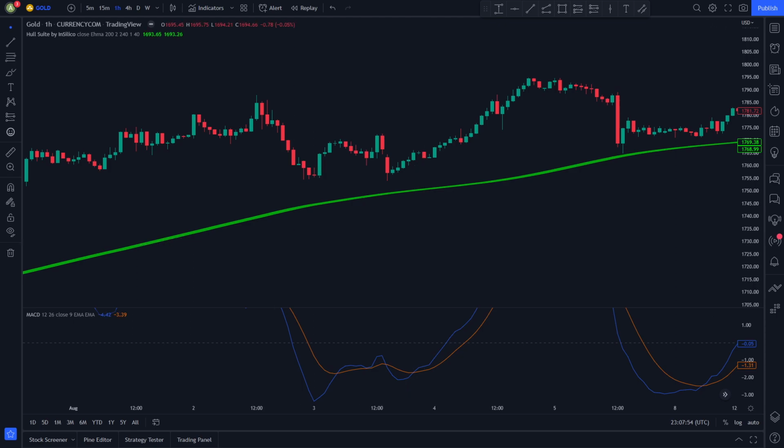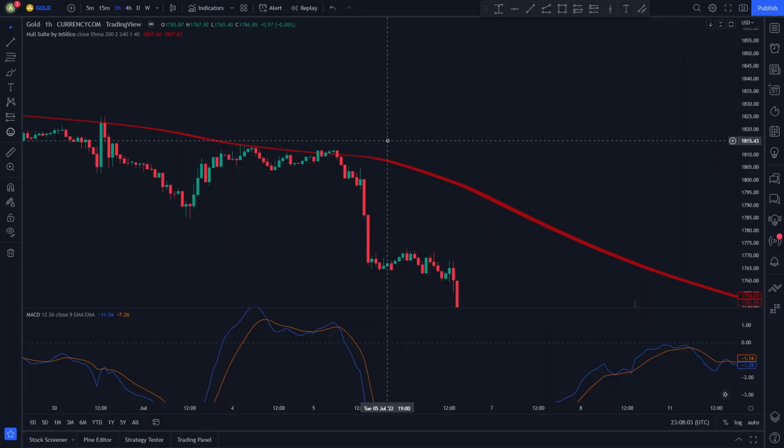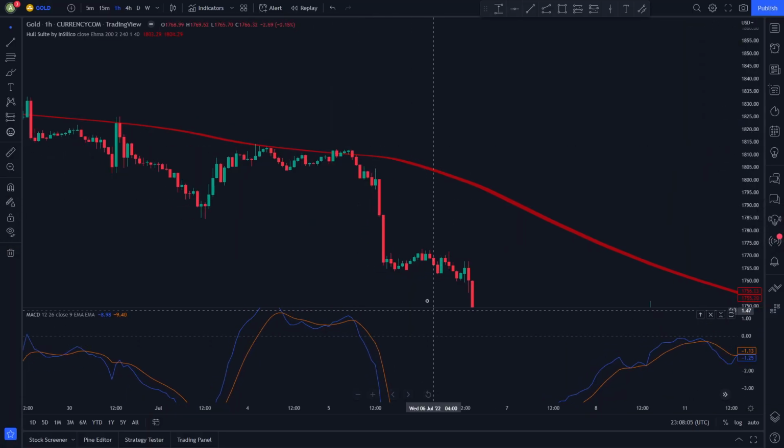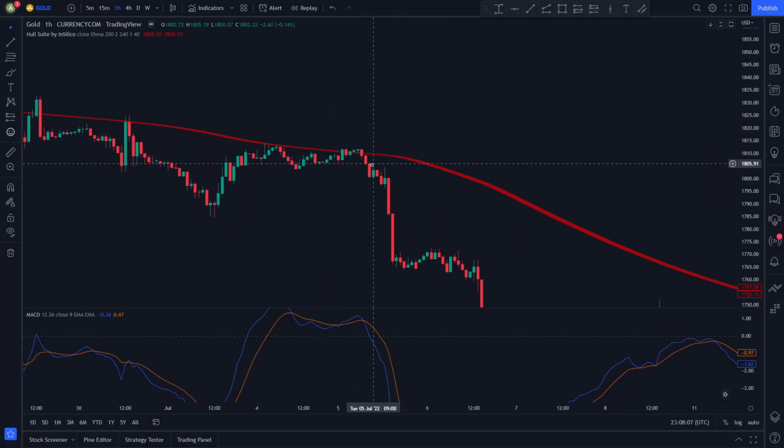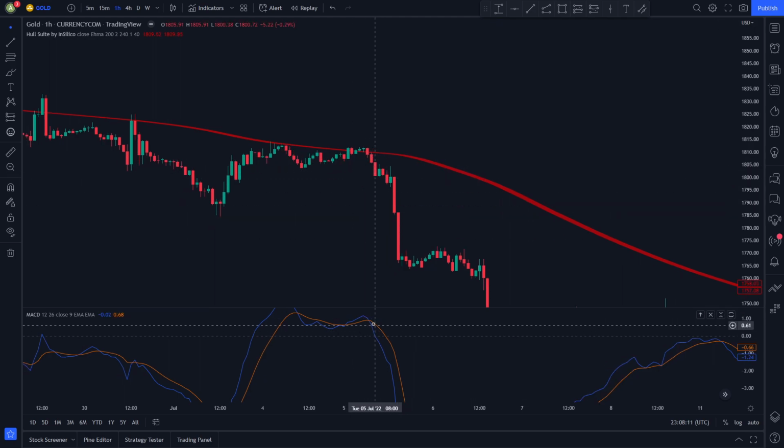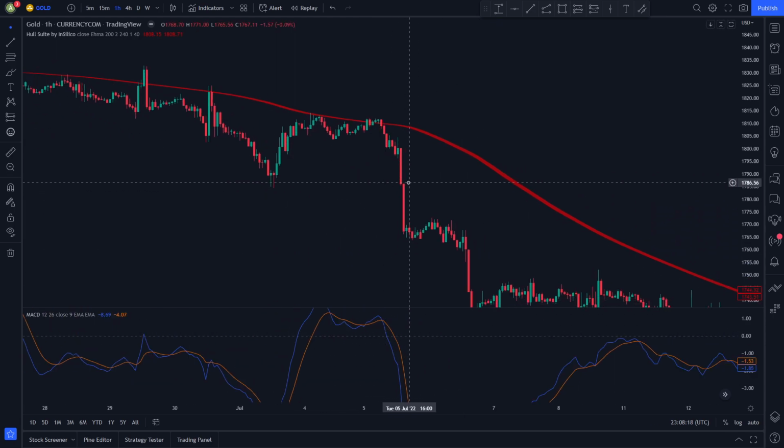Now for the rules to entering a short position. First, the Hull Suite line has to be colored in red, and the price has to be trading under it. Second, we need the MACD lines to cross, and the orange line has to be above the blue line. These are the rules to enter a short or long position. To make everything more clear, I will give you a couple of examples.